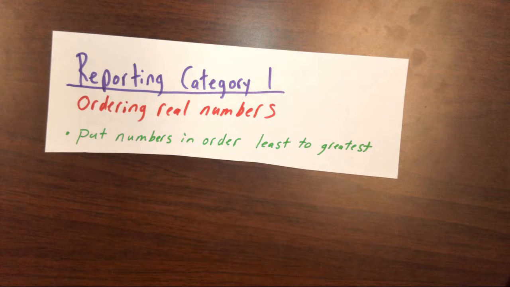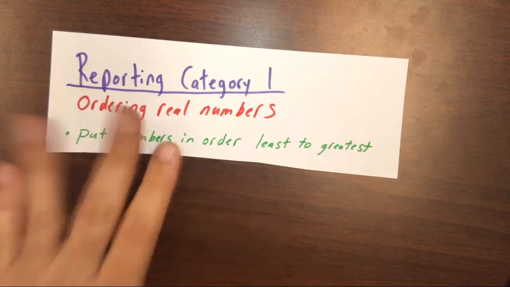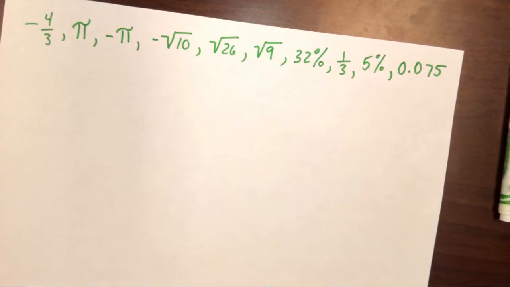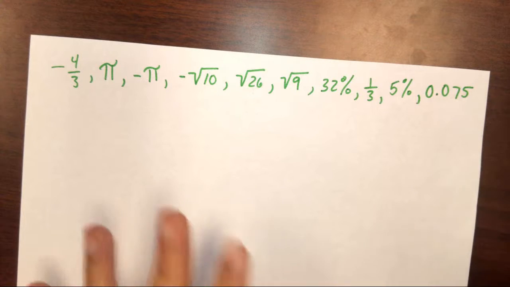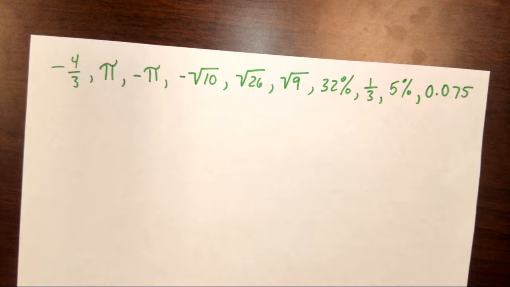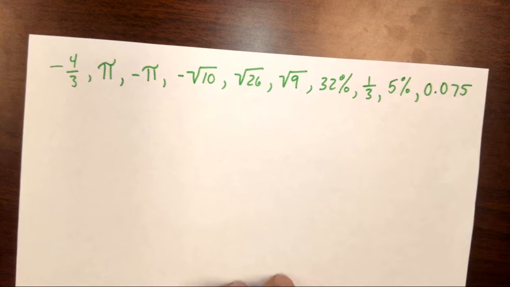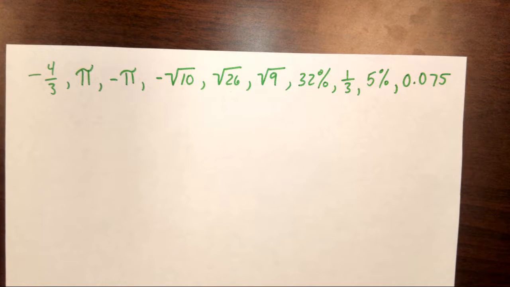Okay, reporting category 1, ordering real numbers. Putting numbers in order, least to greatest. Sometimes they'll ask you for greatest to least, but we're going to do least to greatest. These are pretty much every possible type of number I can imagine them putting in a problem like this. It looks complicated, but the calculator is going to do all the work for us.